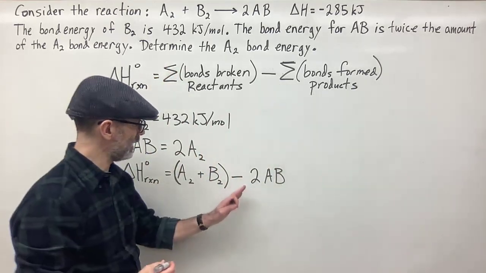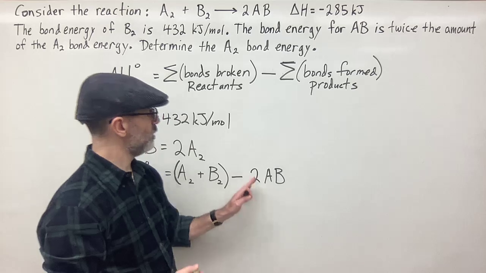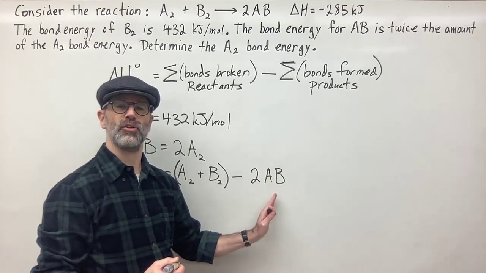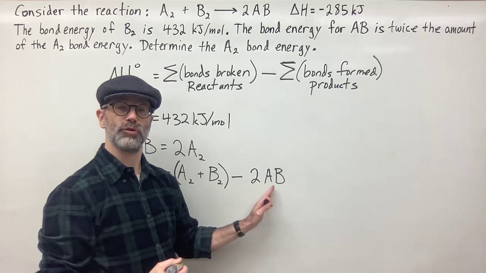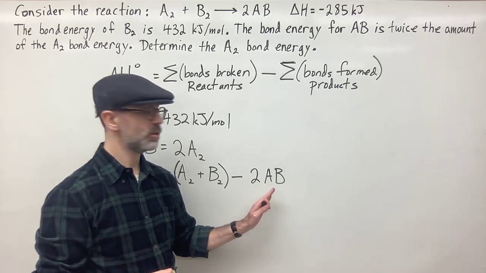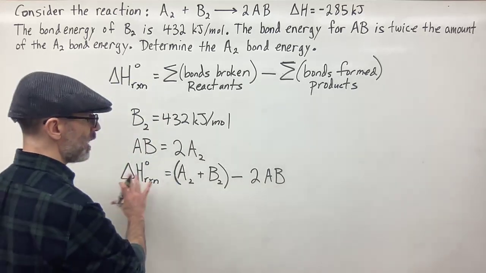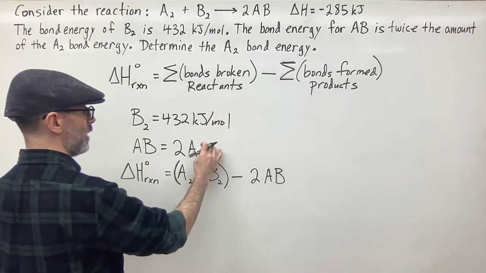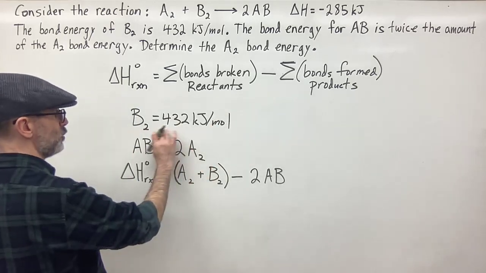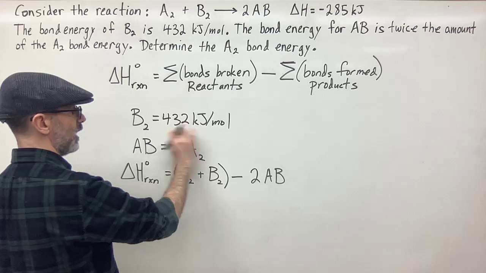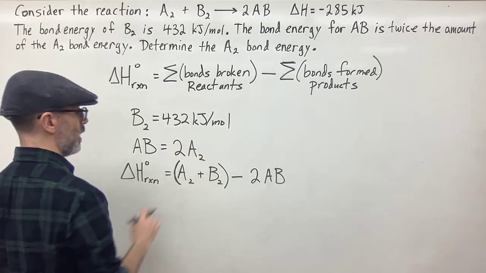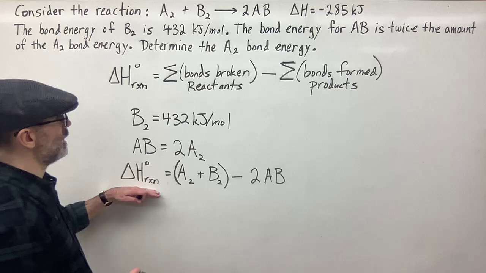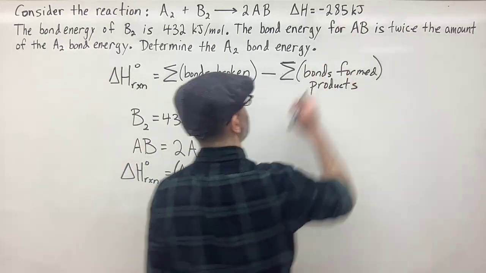Okay, but we're adding it here. So this is the number of bonds. I have 2 ABs, so whatever the bond is between AB, I have to form 2 of those. Okay, so here's my equation. So now I plug in the information that I have here. So I know B2, the energy for breaking the B2 bond, is going to be 432. And I have the delta H of the reaction, so I can plug that in.